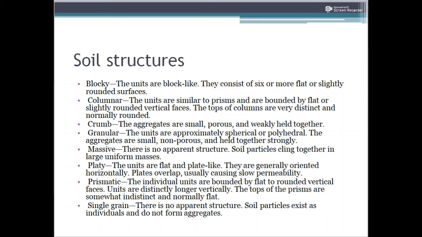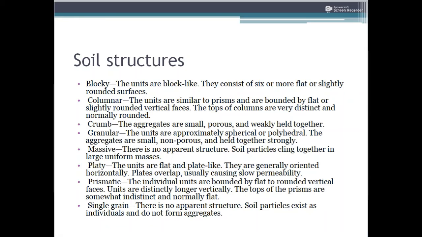Or it can be platy, that is, flat and plate-like. Or it can be prismatic, where they are bounded by flat surfaces. You know how a prism looks. A prism has different flat surfaces. The same way the soil is held together and has flat surfaces. And they could be single grain. That is, there is no apparent structure here. The soil particles exist as individuals and they do not form aggregates.